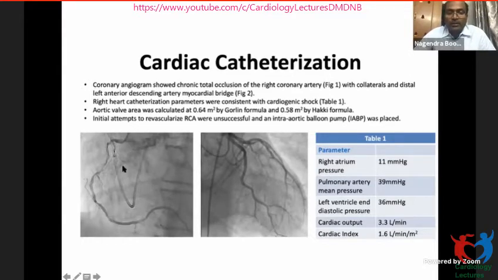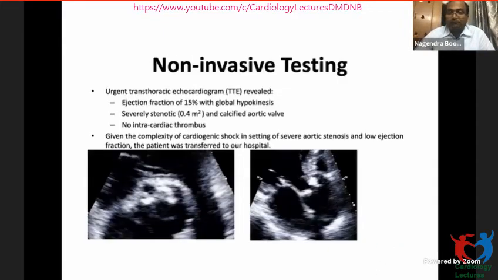They attempted to open it. Unfortunately, they could not open it. Then the patient was transferred to our center with an IABP. So this was the cardiac cath of the particular patient, with a cardiac index of 1.6 liter per minute per meter square.